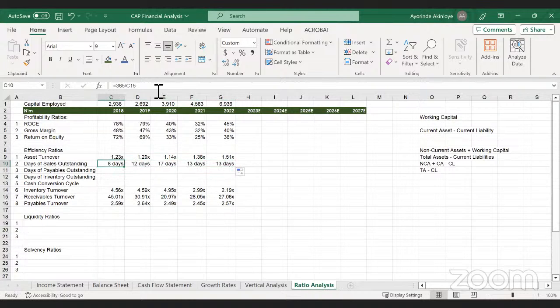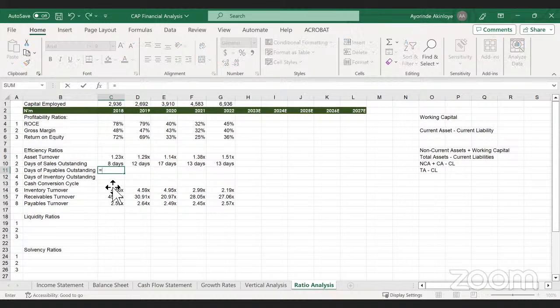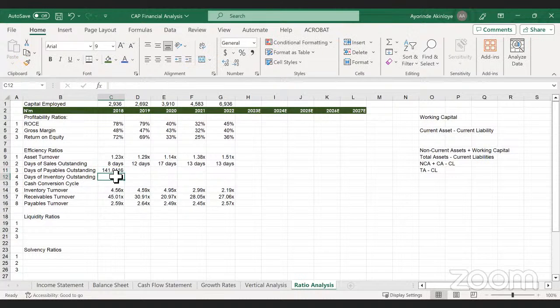So what this tells us is in 2018, maximum that CAP gave the people that were owing them was 8 days. Literally, it was almost cash and carry. So days of payable outstanding is same thing, 365 days divided by payables turnover.